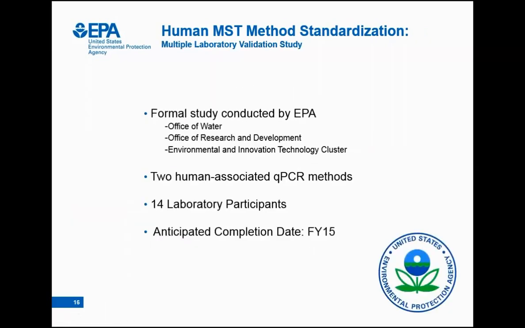So the next step then is a multiple laboratory validation study. So the Office of Water, the Office of Research and Development, and the Environmental and Innovation Technology Cluster teamed together to conduct a multiple laboratory study focusing on 2 human-associated qPCR methods. There were 14 laboratory participants, and all the laboratory work has been done, all the data analysis has been done, and there are now drafts of these EPA methods that are being reviewed internally by the EPA, and hopefully they're going to be published sometime in the next 12 months. And everybody's excited about that, and I'm happy to answer more questions that people might have after the presentation.